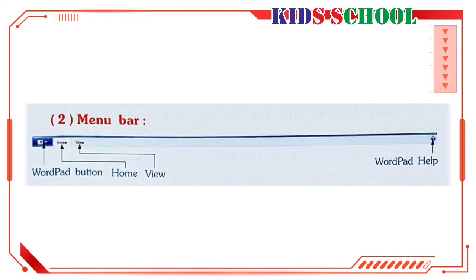Menu bar. The second bar you can see, that is menu bar. The menu bar has the WordPad button, the home tab, the view tab and the WordPad help icon button. Click on the arrow next to the WordPad button to see a drop down menu. It has tools to open, save or print a WordPad document.